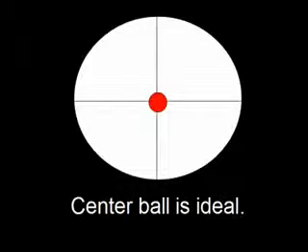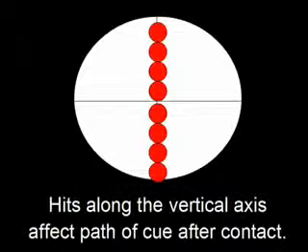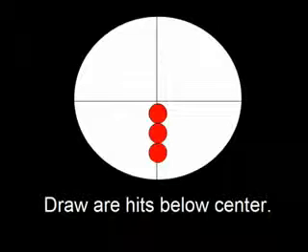When playing position, many professionals prefer to use center cue ball shots as much as possible. If additional cue ball manipulation is needed, patterns that only require hits along the vertical axis are preferred. It could be argued that cue ball hits below center on the vertical axis that cause the cue ball to stop, stun, or draw are the most important shots in pool.